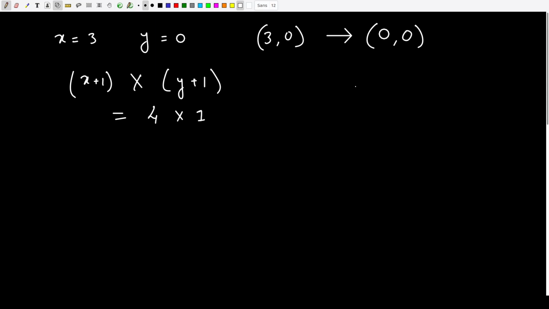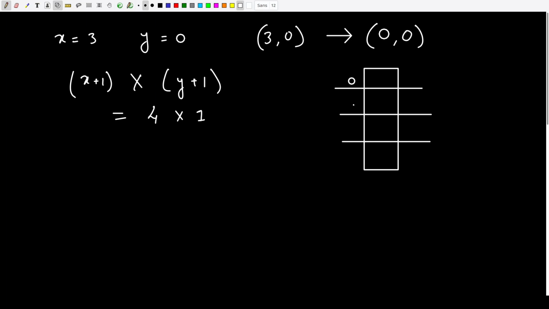So what does it mean? Well, it simply means that there exist 4 rows and just 1 column. So let us make a matrix of 4 rows and 1 column. So this is row number 0, 1, 2, and 3, and this is column number 0. Initially, we are at this position. And from each position, there are two options which are available to us. Either we can move towards the left or we can move towards top.